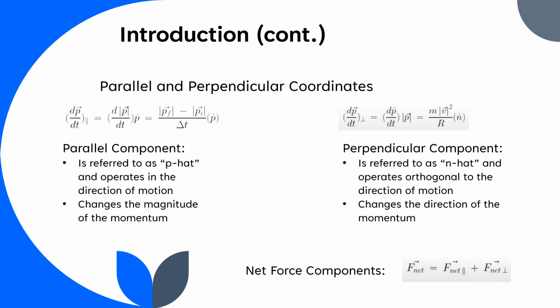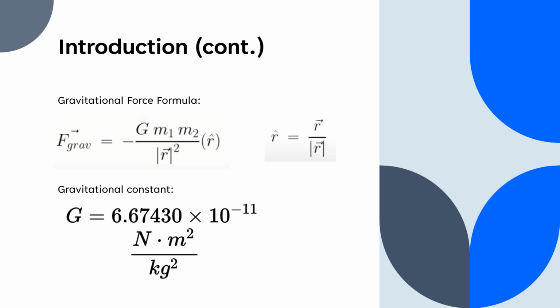At the bottom of the slide, we can see that these two components go into calculating the net force of the system. Another concept of importance to this experiment is the universal law of gravitation, formulated by Isaac Newton, that describes the gravitational attraction between two objects with mass, in which they exert gravitational forces on each other that are equal in magnitude but opposite in direction. It involves a gravitational force formula that takes the gravitational constant, the masses of both objects involved, and the distance between the two centers of the masses. The gravitational constant is a fundamental physics constant that denotes the strength of the gravitational force between two masses.